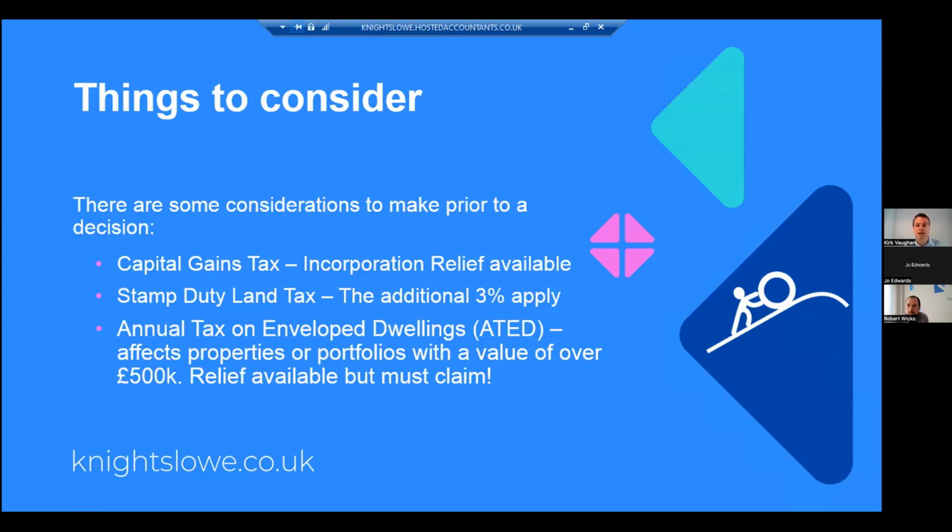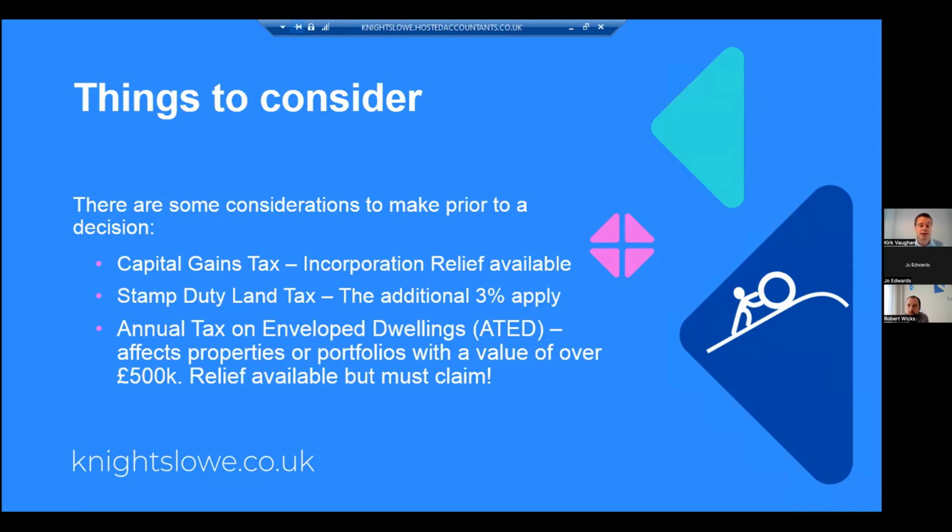The final tax implication is that if a company has got a property which is worth more than £500,000 in it, then it does fall into the annual tax on enveloped dwellings regime, which I will shorten to ATED. Effectively, this is an annual stamp duty charge which is applied against properties worth more than £500,000 in a company. Most businesses won't have to pay any tax, because if it's a genuine rental business and the property is let out on commercial terms, there is a relief that applies.